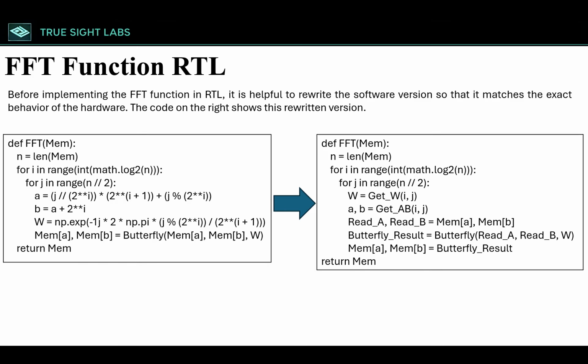Before we start writing Verilog, it helps to first rewrite the Python so that it more closely matches what the hardware will actually do. On the left is the original FFT function, and on the right, we have rewritten it so that each step in the loop body is its own distinct operation.